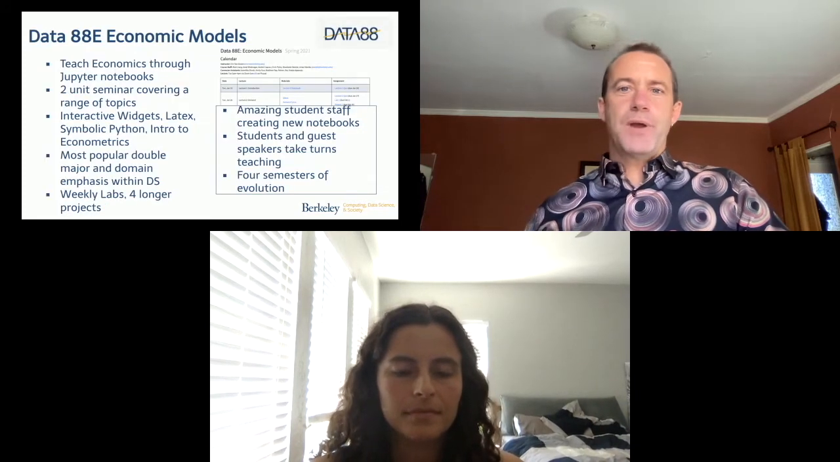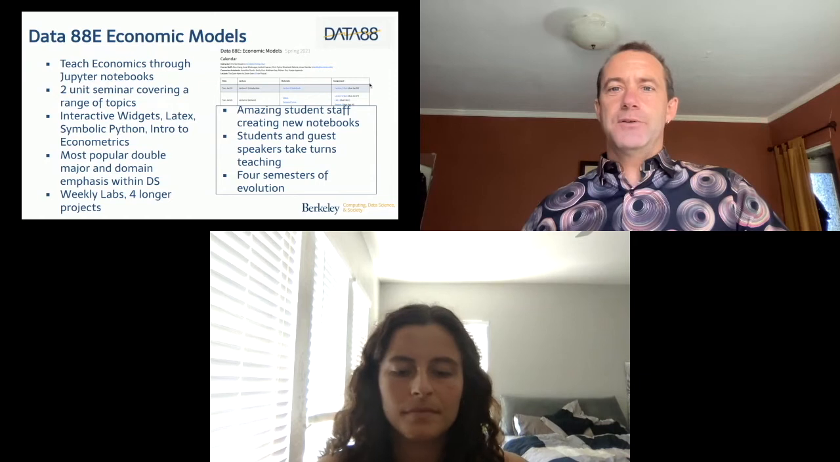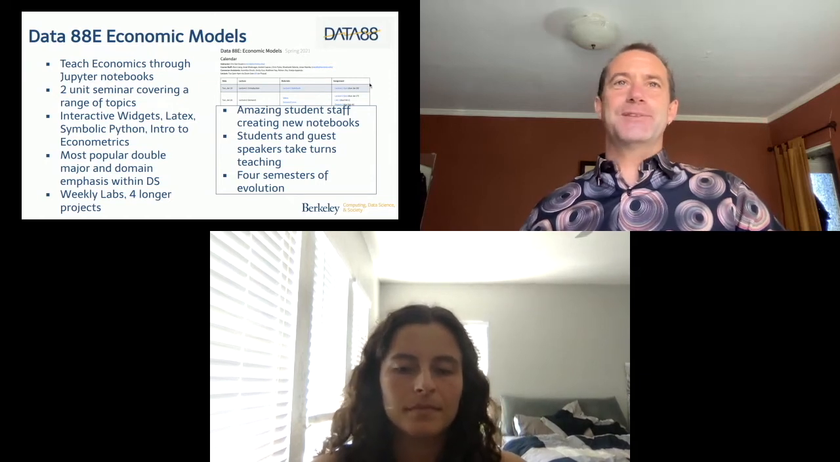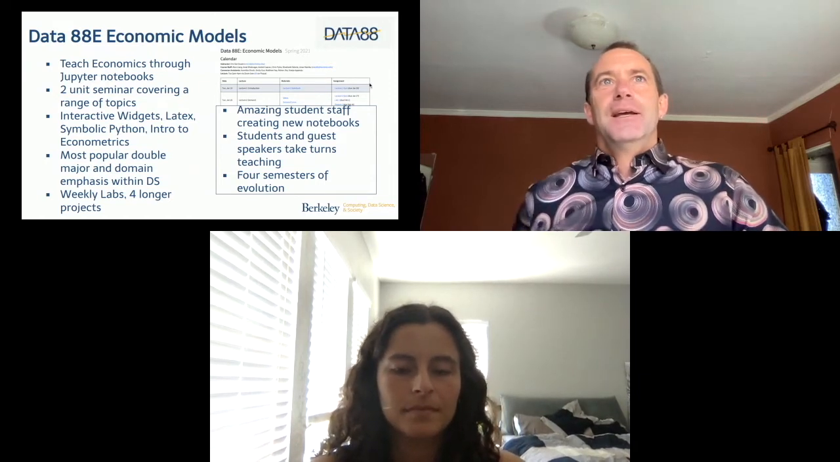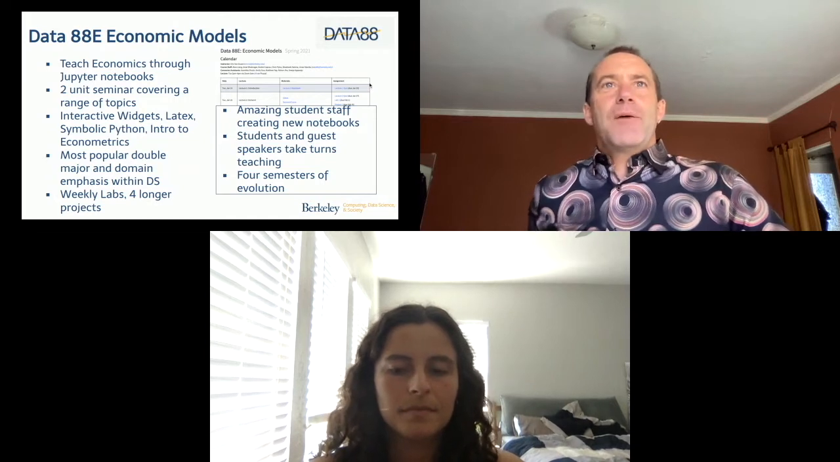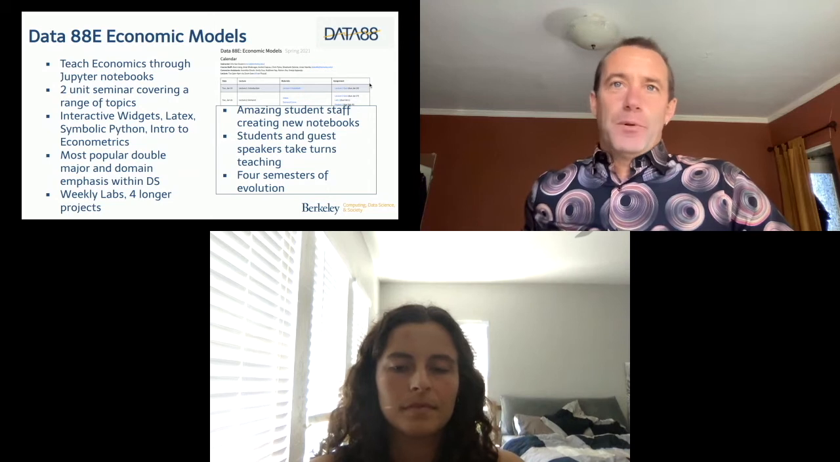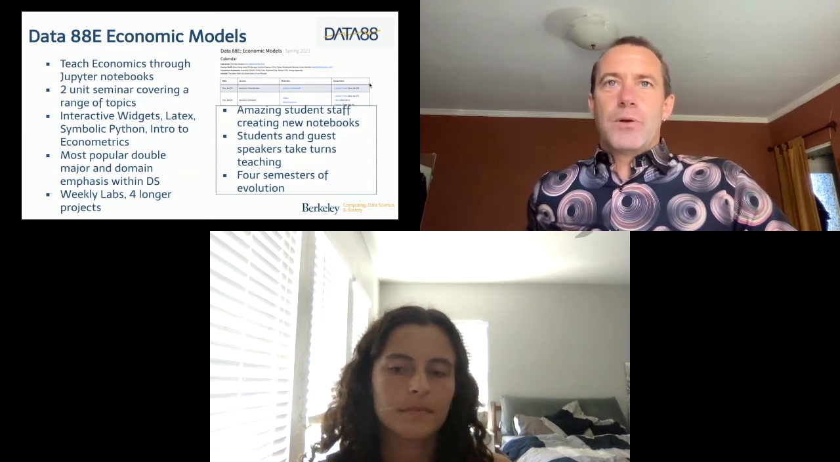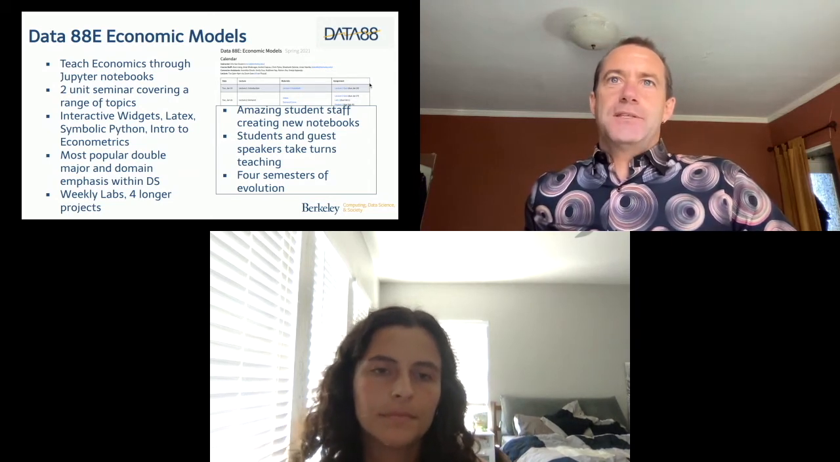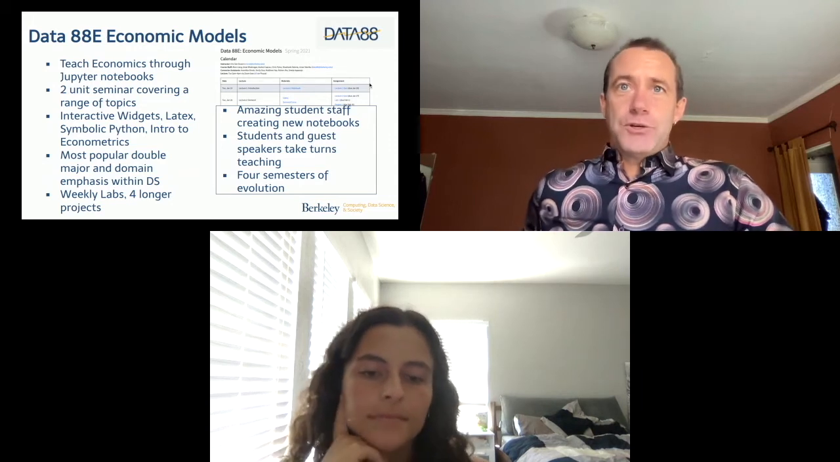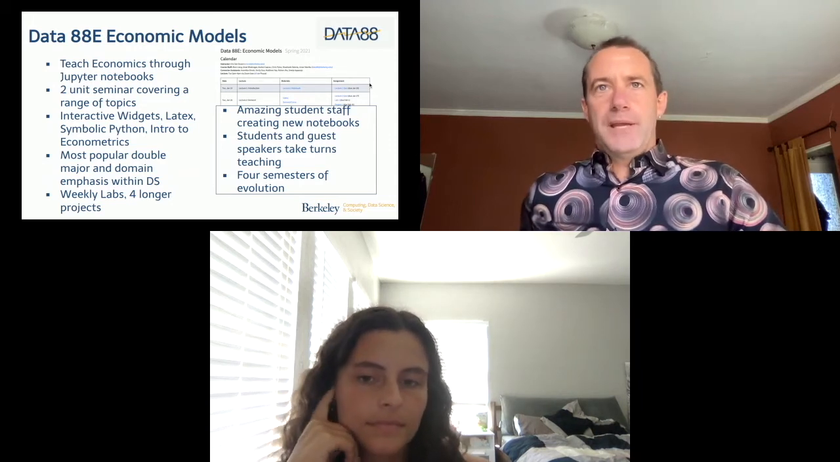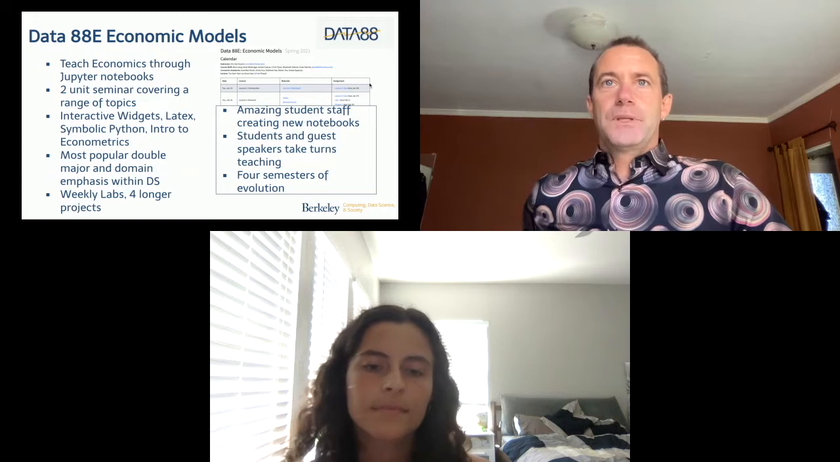So yeah, there's a website for the class. You can see it's the same format as the Data 8 website. One other thing I want to say is that it's a very popular double major. I think it's the number one double major: of the data science majors, the number one double major is data science and econ.